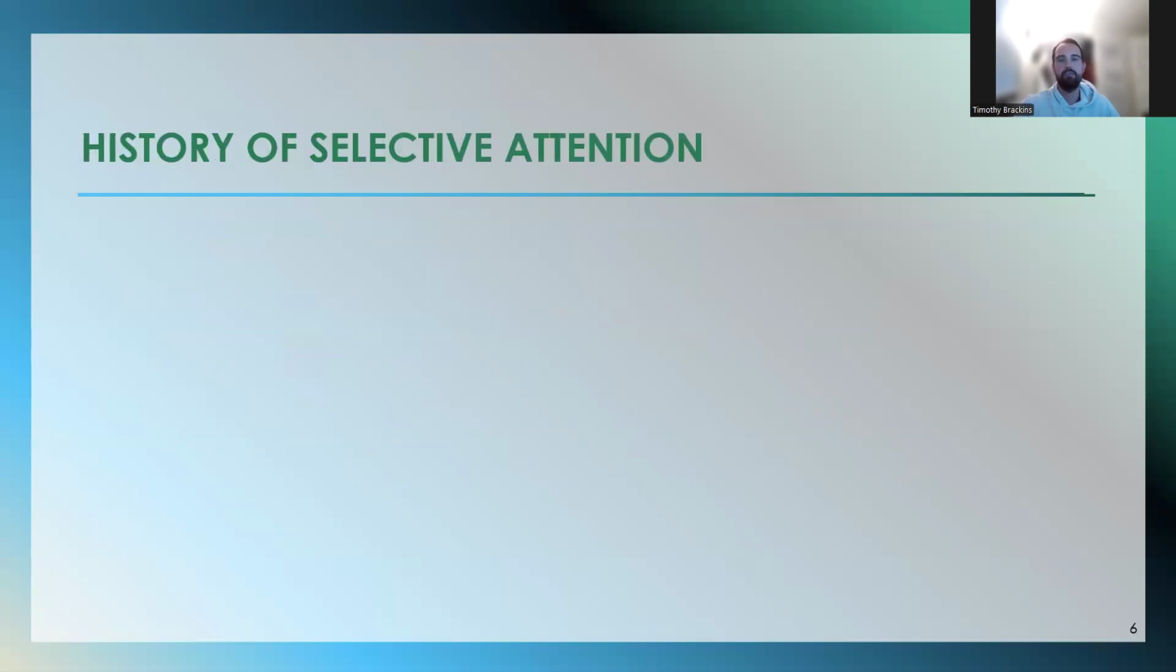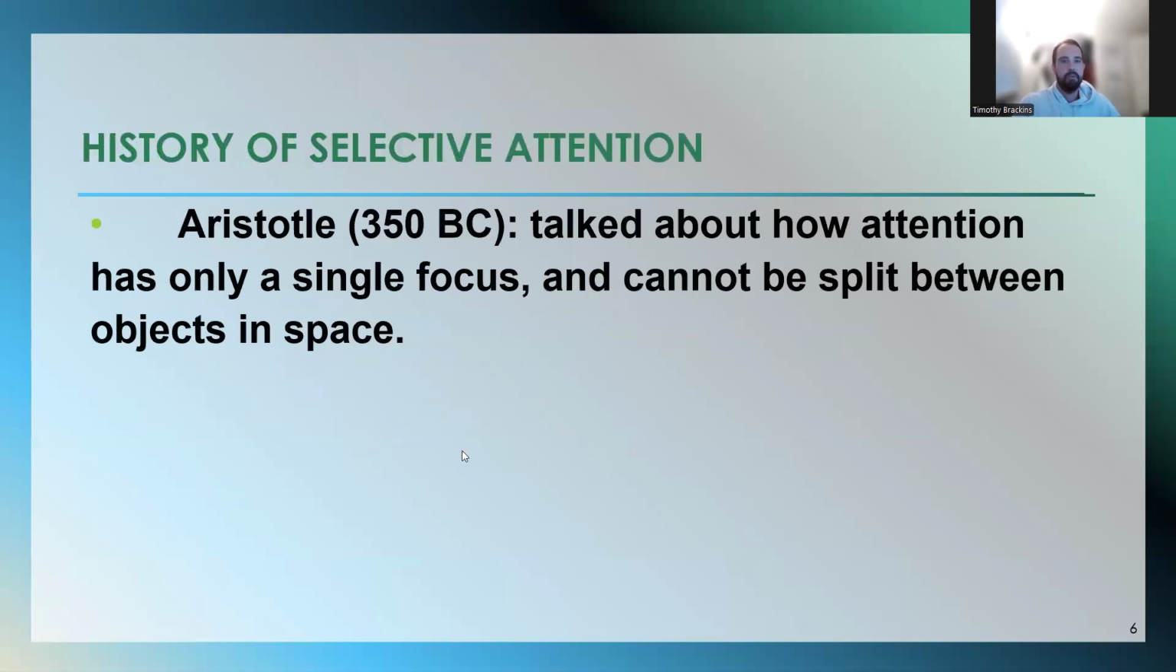So we'll go through a quick history of selective attention and how this has been thought of throughout history. Because people have thought about this, going all the way back to Aristotle, who talked about it almost like a beam of light, where it's just one single focus and you cannot split your attention between objects in space. So he would not have been a proponent for divided attention. He would have been a proponent for selective attention, that we can just do one thing. Our attention is like a laser beam, and we just focus it on one thing.